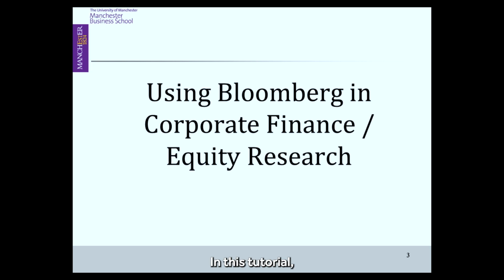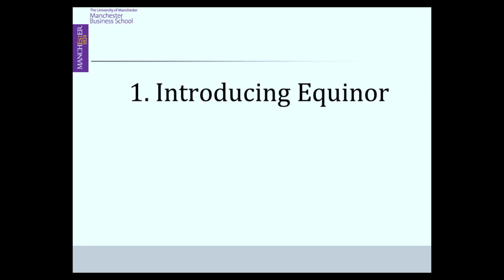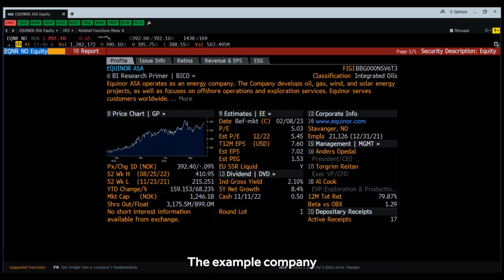In this tutorial, we're going to have a look at how Bloomberg might be used for equity research in a corporate finance department, often otherwise called an investment banking division. The example company that I'm going to be investigating today is a Norwegian energy company. I must apologise in advance for my pronunciation of its name. In Norwegian, it seems to be called Equinor, but English speakers tend to refer to it as Equinor.